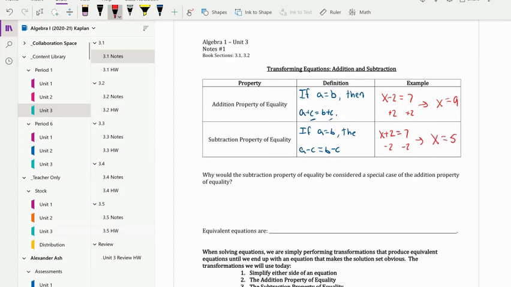So the addition property is what allows you to say that you can add the same thing to both sides of an equation and it stays equal. And the subtraction property of equality is the same idea, but you can subtract something from both sides and it will stay equal. Period. Don't forget that.